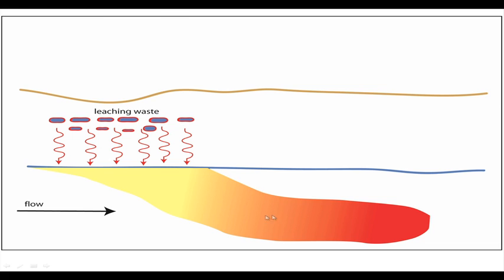Again, the different chemicals will be there, but based on their affinity for the soil and everything else happening there, and their interaction with different media, the plume will have a different stretch for different kinds of chemicals.